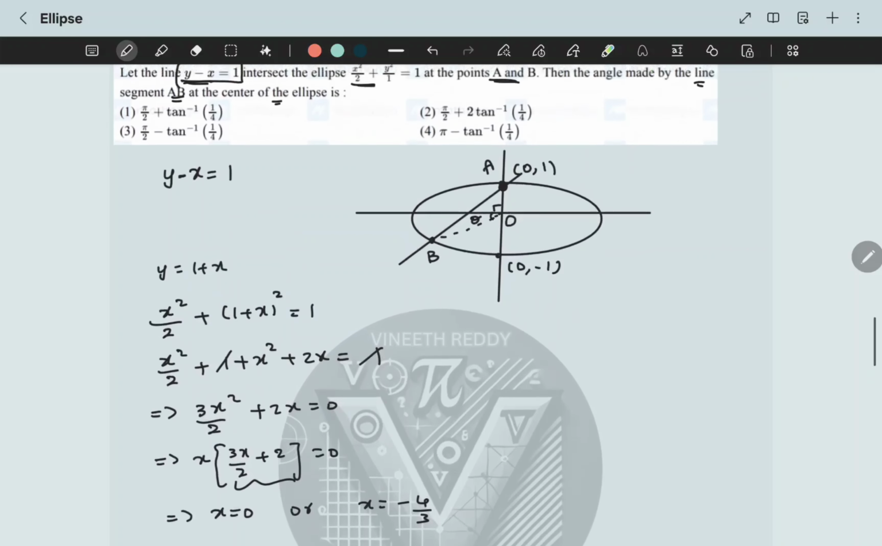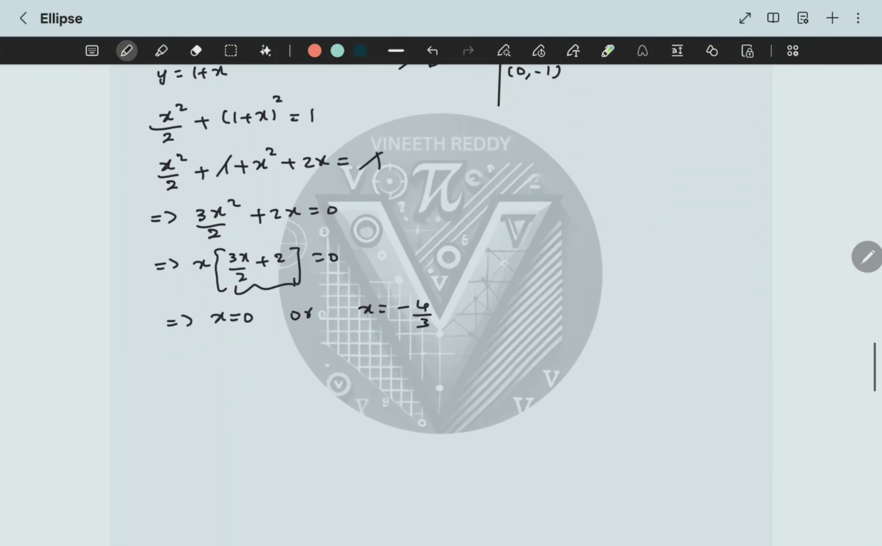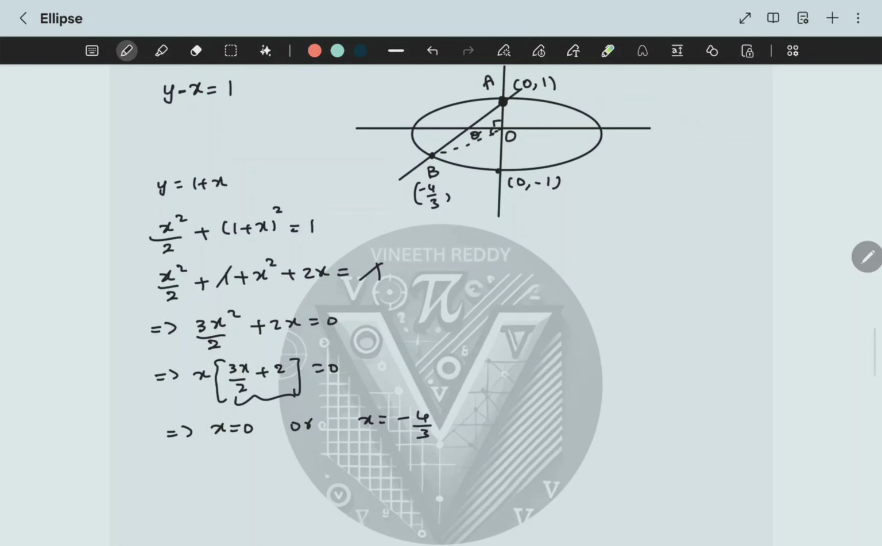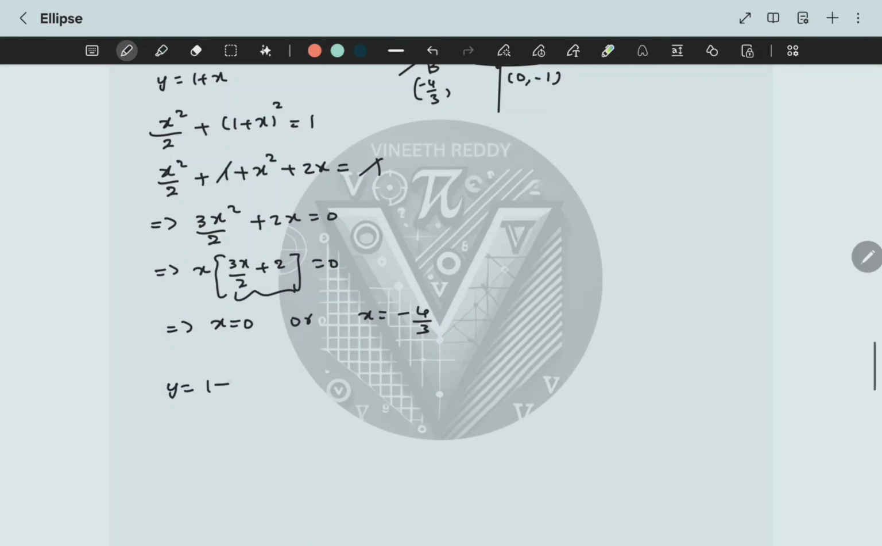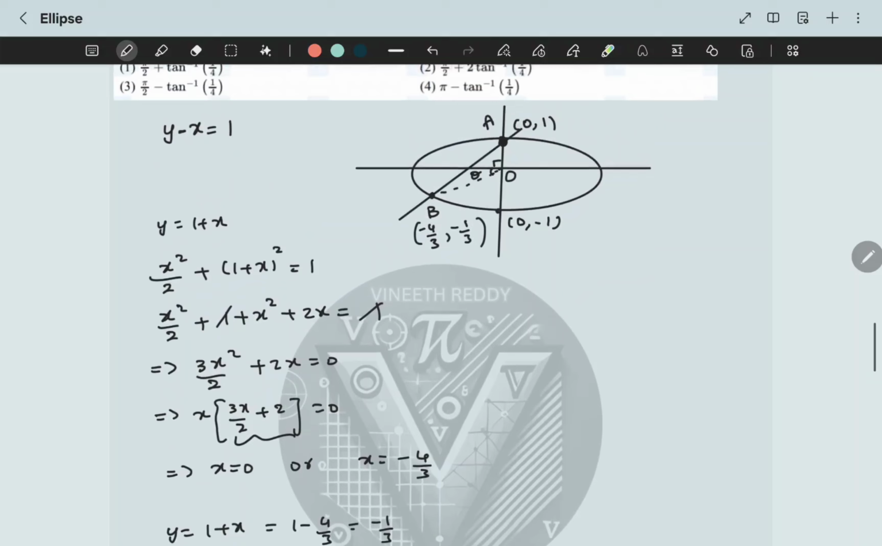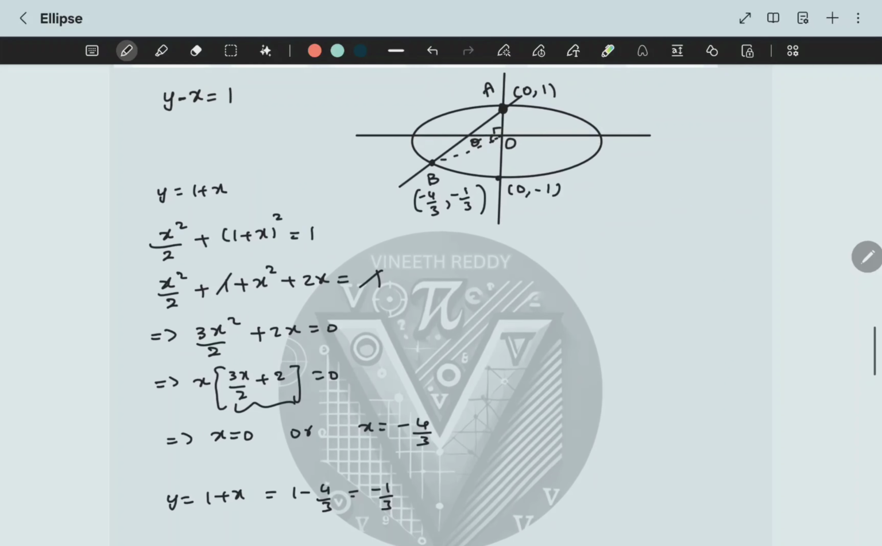So if x is 0, then surely y is 1, that we already found, point A. Now point B, x is minus 4 by 3. What should y be? y will be 1 plus x. So that should be 1 minus 4 by 3, which is minus 1 by 3. That means this point B has the coordinates minus 4 by 3 comma minus 1 by 3.